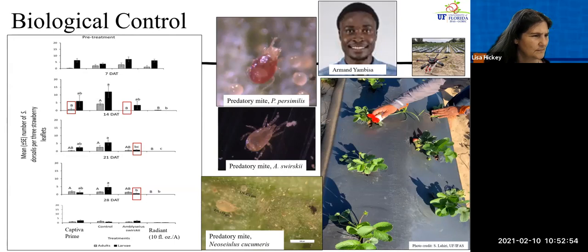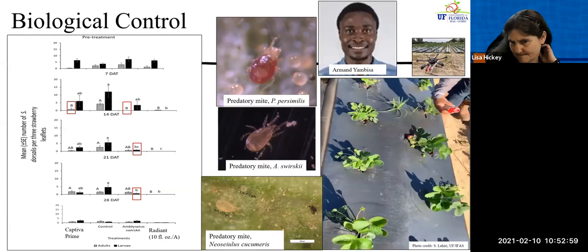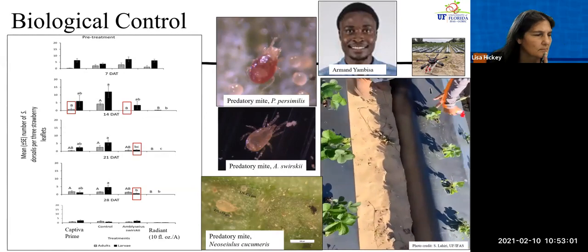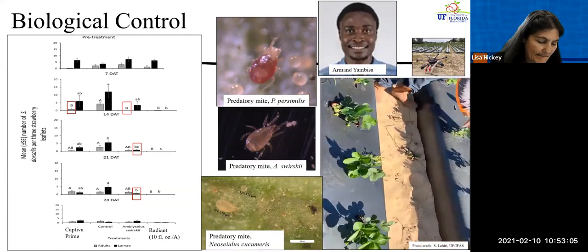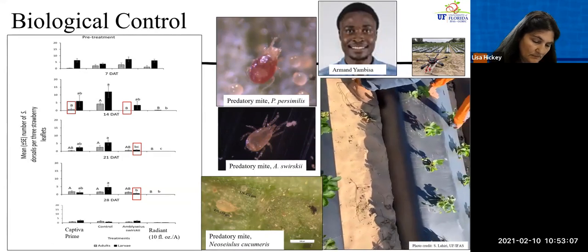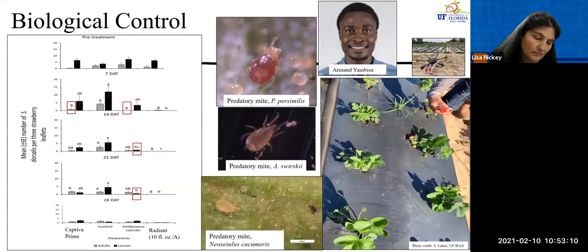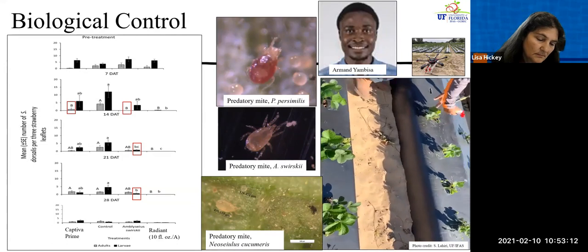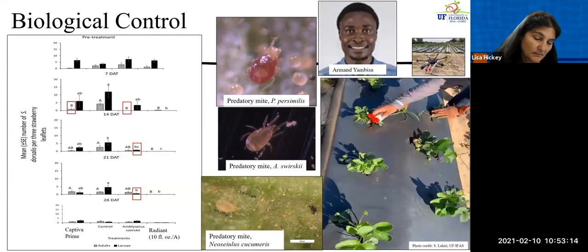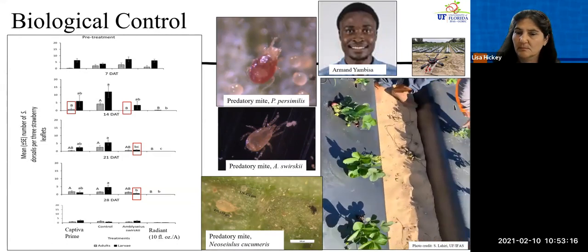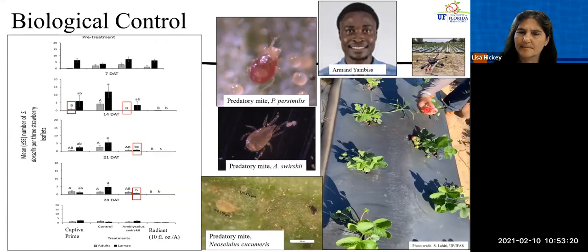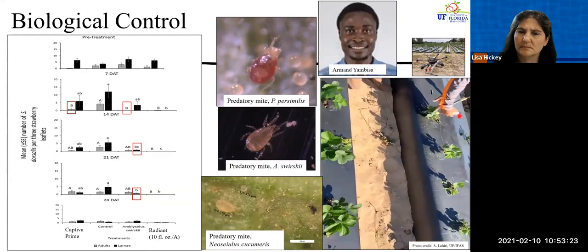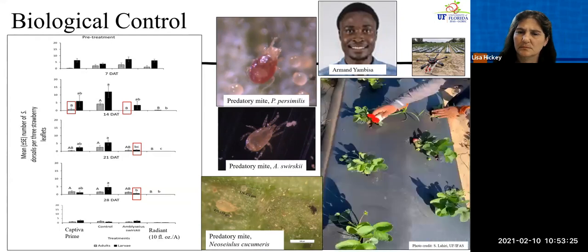Currently, many strawberry growers in Florida are releasing predatory mites, Phytoseiulus persimilis, Amblyseius swirskii, and Neoseiulus cucumeris. And so some ongoing studies in our lab are also looking at the hand releases or drone releases of these biological control agents to see how we can further improve the field efficacy of these biocontrol organisms.